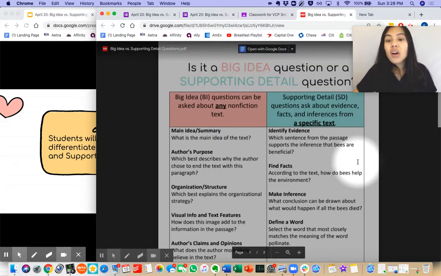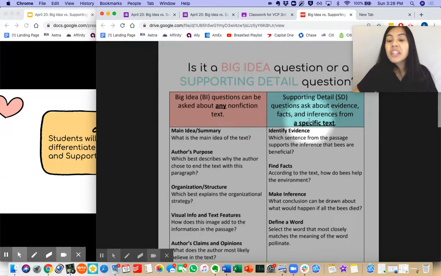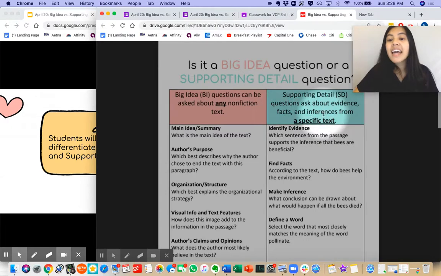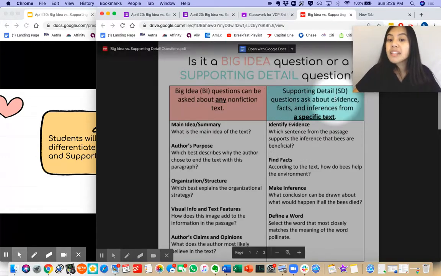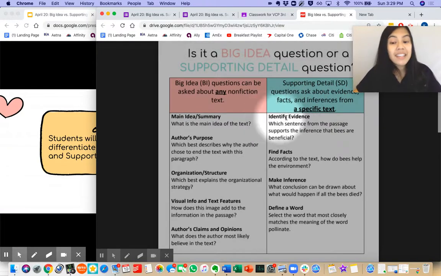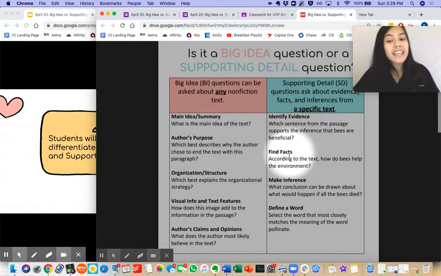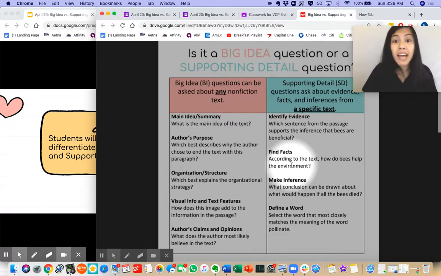Scholars, questions can also be supporting detail questions. Supporting detail questions ask specifically about evidence, facts, and inference from a specific text. That means that these questions can only be asked about the text that I am currently reading. These supporting detail questions could be asking to identify evidence, find facts, like saying, according to the text, how do bees help the environment? I won't be able to answer this type of question from the Dirty Money passage. I have to be reading a text about bees and the environment.